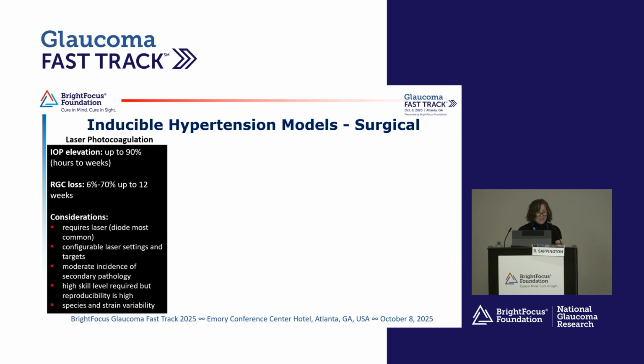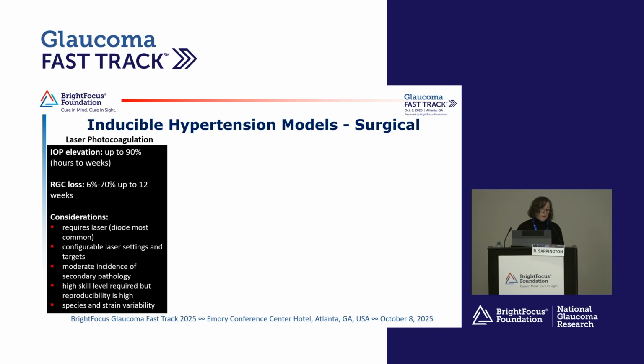Retinal ganglion cell loss, again, depending on the approach, how many vessels and what combination you choose to photocoagulate, you can have anywhere from 6% to 70% loss over a 12-week period. So considerations, this requires a laser. Diode is the most common, but the use of the laser allows you to configure your laser settings in terms of strength, as well as how many targets or what targets you're choosing to laser.